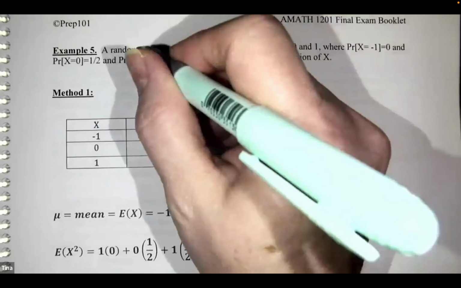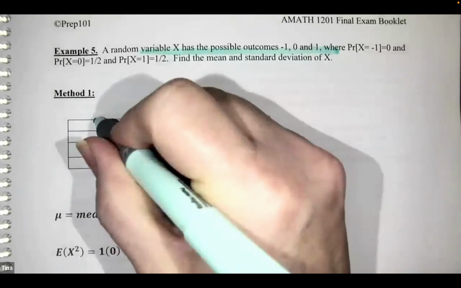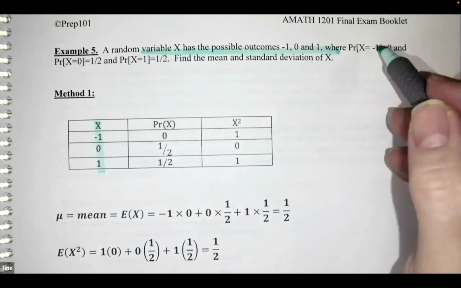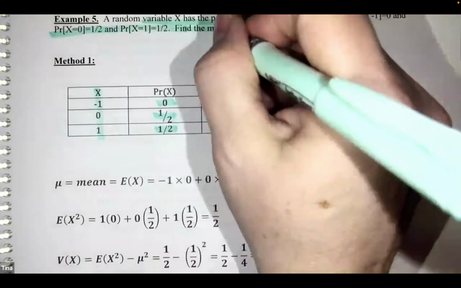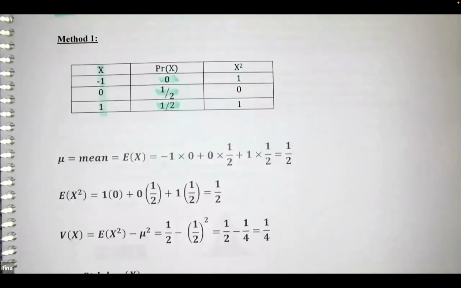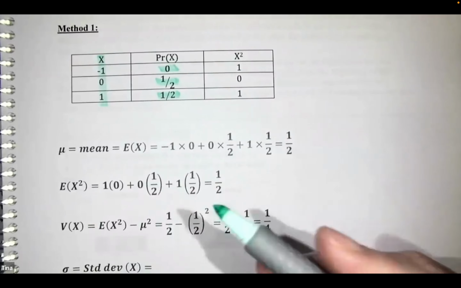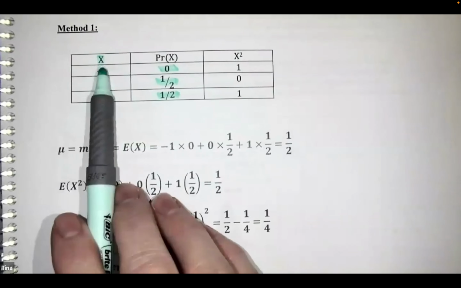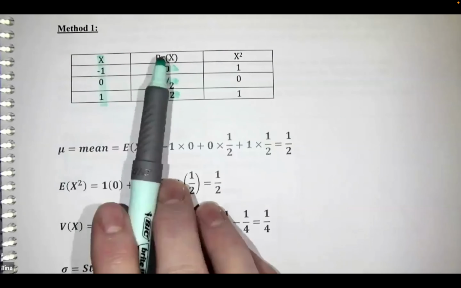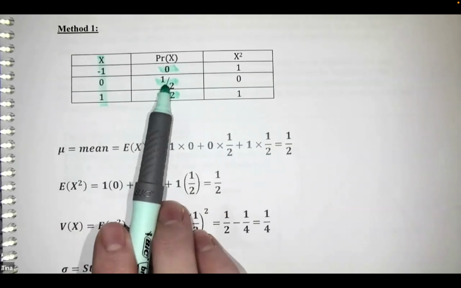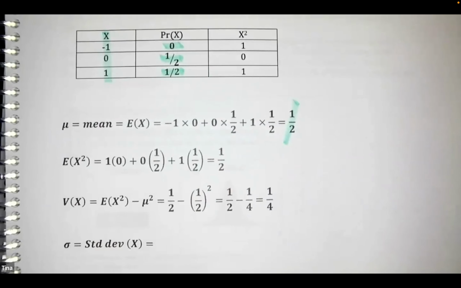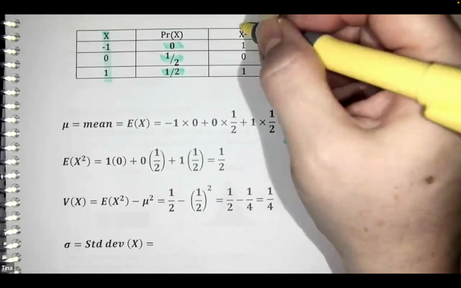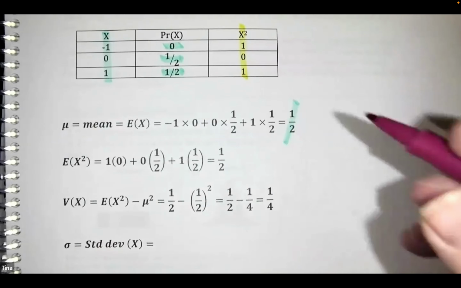So here, our random variable x has values negative 1, 0, 1. Probability of negative 1 is 0. Probability of 0 is a half. And probability of 1 is a half. Find the mean and standard deviation. So the mean, or E of x, well, that's what we already did, right? We would just take each x times the probability. So negative 1 times 0 plus 0 times a half plus 1 times a half. That's a half.